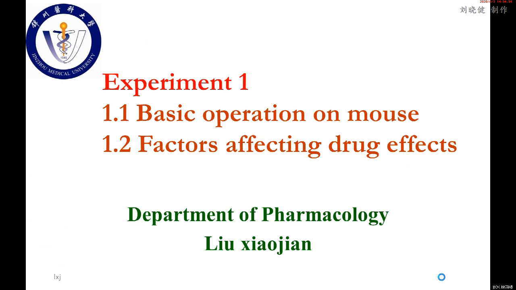During your experimental class of pharmacology, the common animals are rabbit and mouse. And this time, you will do some experiments on mouse. So you mainly study basic operation on mouse. And the second part this time is about one experiment. Actually, it includes 3 experiments about factors affecting drug effects with mouse.